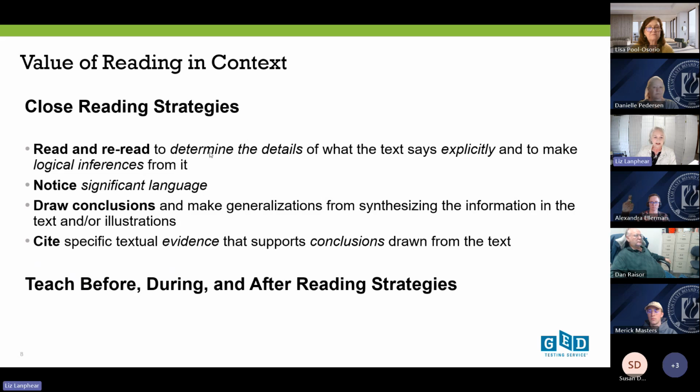The value of reading into context. Again, read and reread to determine the details of what the text says explicitly. This is going to be an important thing when we get into those performance level descriptors in social studies. So remember what it says explicitly and to make logical inferences. Those are two skills that are going to come up here in a minute. And quite often they don't catch the nuance of something that's being stated explicitly, and they don't realize how to make those logical inferences. So you have to teach that.